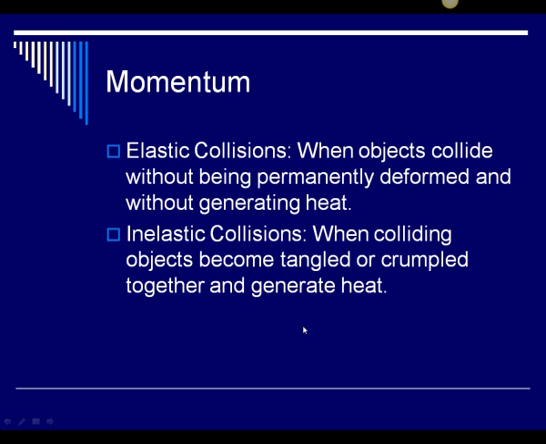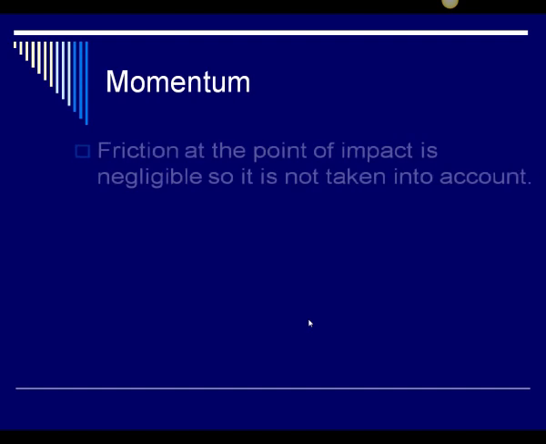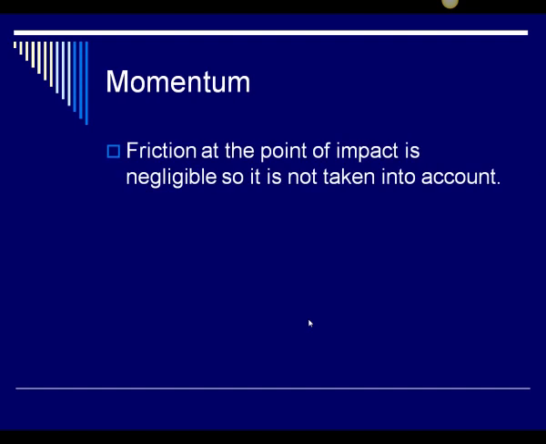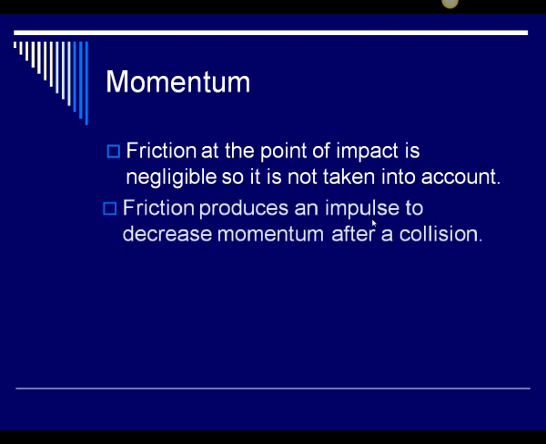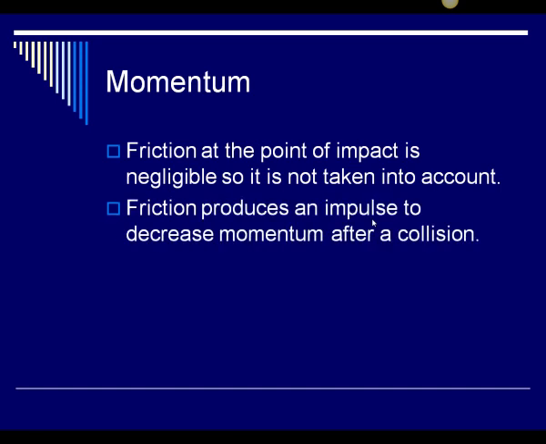So I think this is the last of the notes, and we will also do workbook for this. Oh, I was wrong. One more. Friction. I forgot to talk about friction. Friction at the point of impact is negligible, so it is not taken into account. We're basically going to neglect friction for most of the stuff that we do from here on out. Friction produces an impulse to decrease momentum after a collision, but we're mostly just going to be talking about the collision, not what happens after a collision. So we're basically not going to take friction into account.